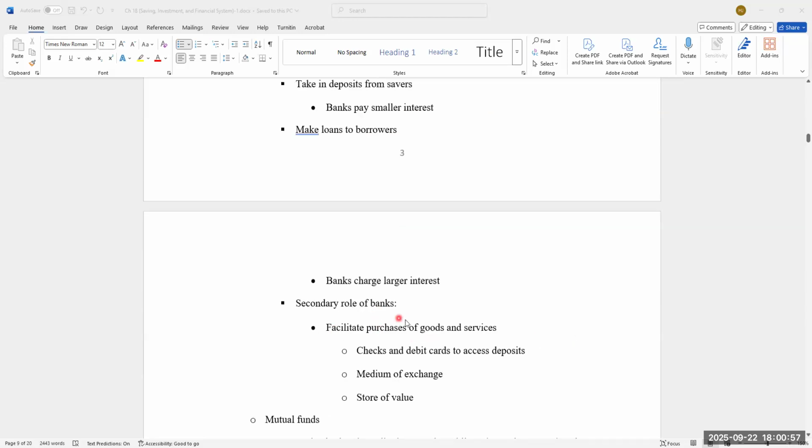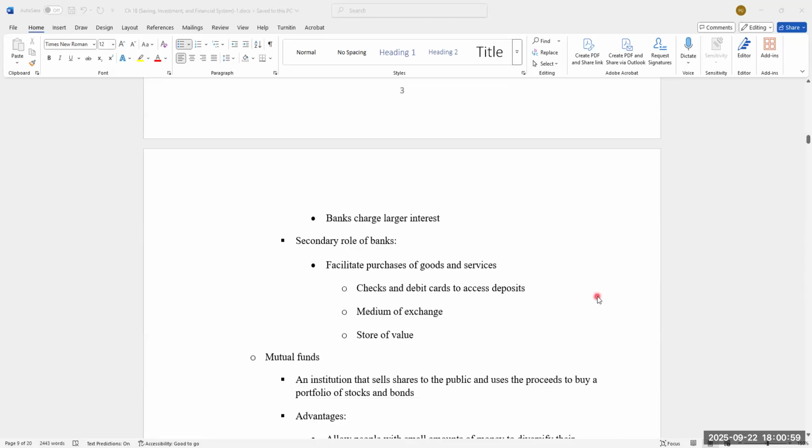Secondary role for banks, what is it? It facilitates purchases of goods and services by issuing checks and debit cards to access deposits. Okay. So when you and I had to buy stuff, we could use our credit card, we could use our checking account, and we could use a debit card.